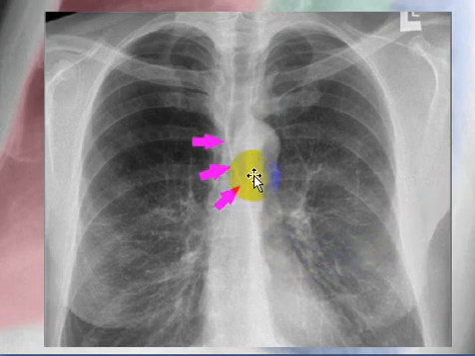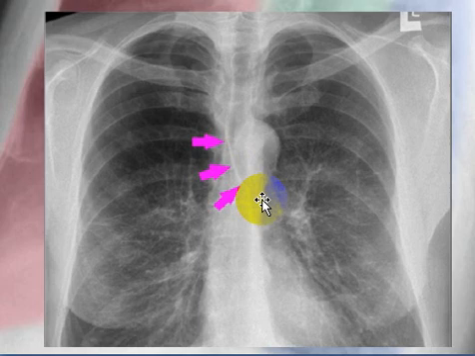Here is a magnified view for another patient, and we see the anterior junctional line running obliquely and going in its lower part to the left side, and it is seen at the level of the aortic knob.